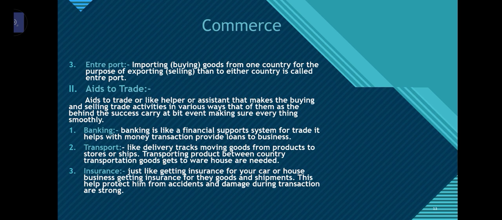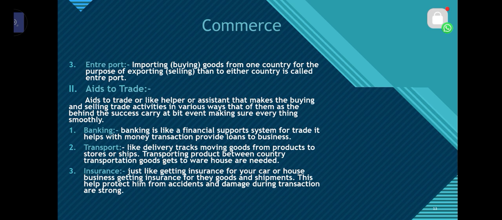And second, aids to trade. Aids to trade help and assist buying and trade activities in various ways, making sure everything runs smoothly behind the success of trade. The first one is banking. Banking is like a financial support system for trade; it helps with money transactions and provides loans to business.